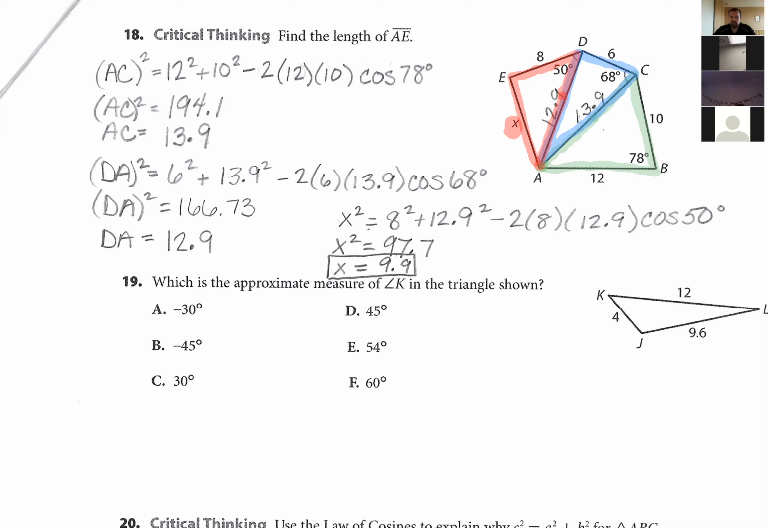Was that okay for 18? Oh, yeah, it was okay. Okay, so as long as you're okay with law of cosines, that one's just a little bit longer because you have to do law of cosines twice there. Thank you, Mr. Morrison. No problem.